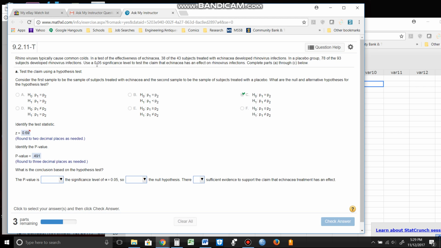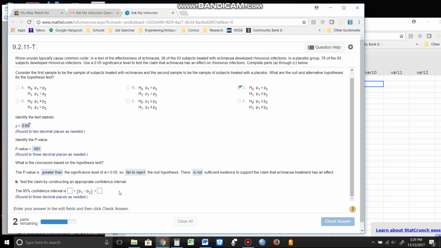Notice that alpha is 0.05. The p-value is substantially larger than the alpha. Therefore, I'm going to fail to reject the null. The p-value is greater than the significance level of alpha, so I'm going to fail to reject the null. There is not sufficient evidence to support the claim that the treatment has an effect.